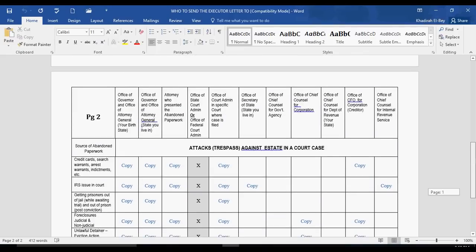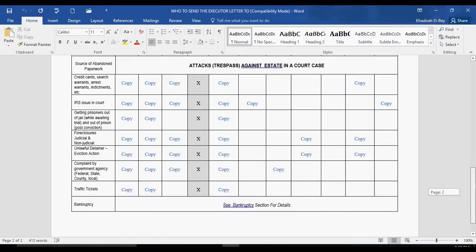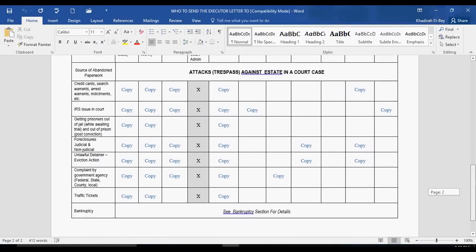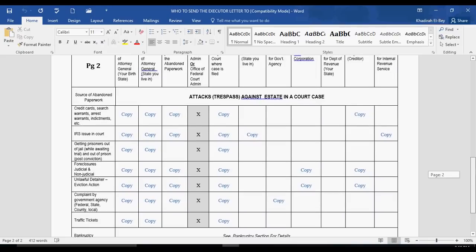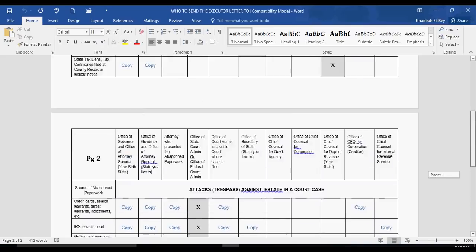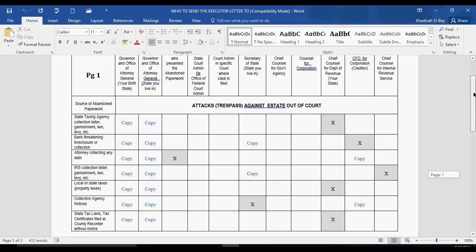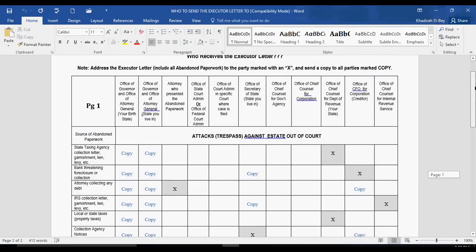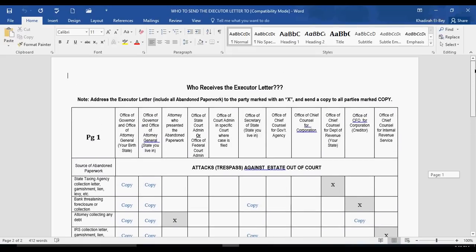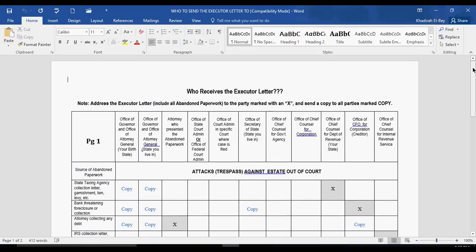All right. So, bankruptcy, it says C, bankruptcy selection for detail. Now, this is where you would send your executive letter. Okay? So, we showed you how to write up the executive letter and also who to send the executive letter to. All right?